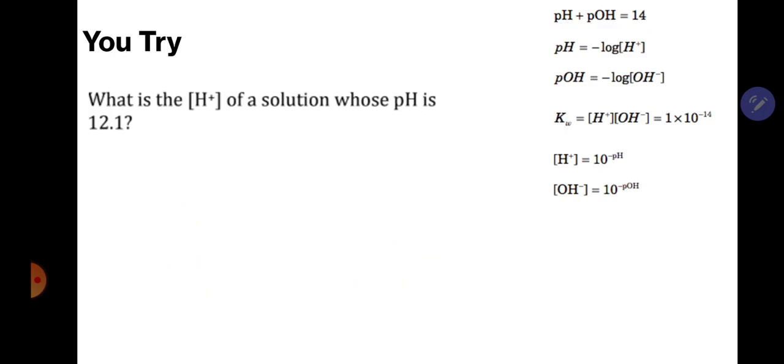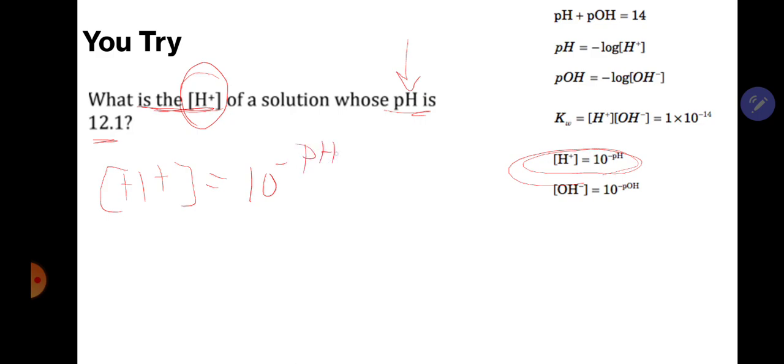Here's another one. We want to know the hydrogen concentration, again given the pH. So which formula would best give me hydrogen concentration if I know the pH? Well, that would be this one. My hydrogen concentration is equal to 10 to the negative pH. So that would be 10 to the negative 12.1. The end. That's your answer.